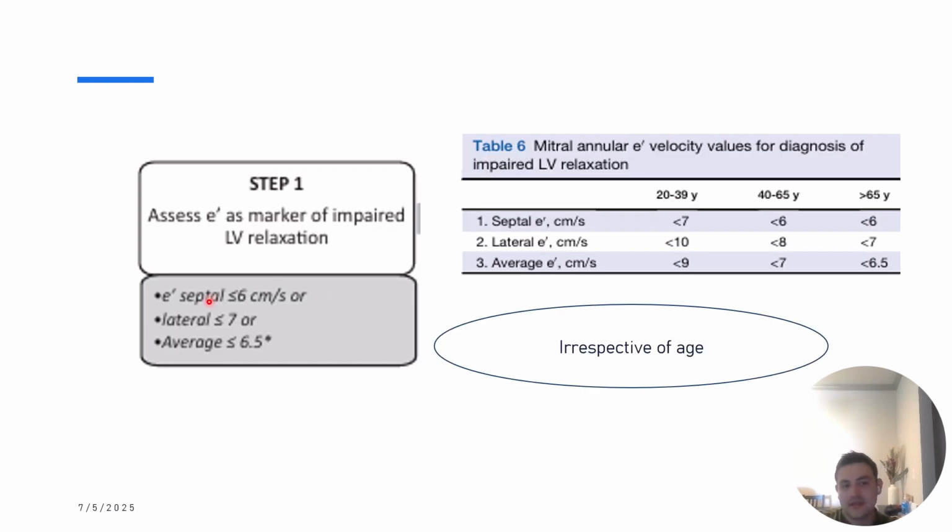So in step 1, the E prime, you're going to see septal less than 6 and lateral less than 7. In table 6 here, they present 20 to 39-year-olds with less than 7 and less than 10. That was in the old guidance, right? But look, for more than 65 years old, less than 6, less than 7. So why is this value chosen? Because this is sensitive to recognize patients with diastolic dysfunction. No more less than 7, less than 10. You can use those in those ages, but the recommendation is less than 6 and less than 7, irrespective of age, or the average less than 6.5.